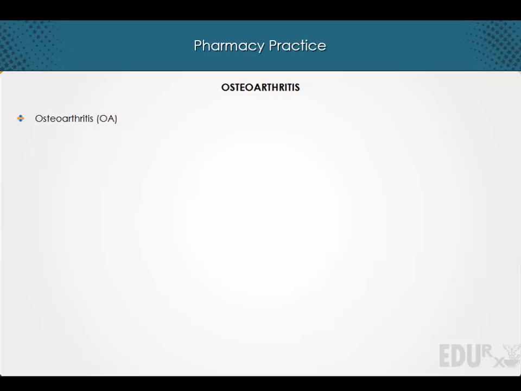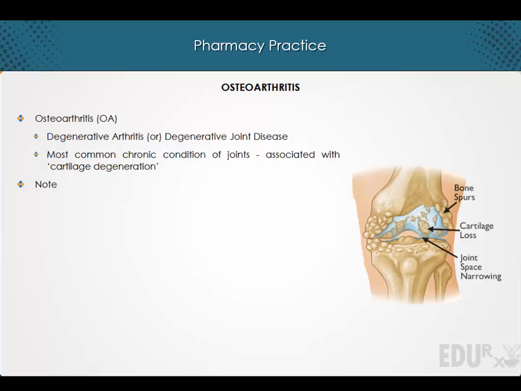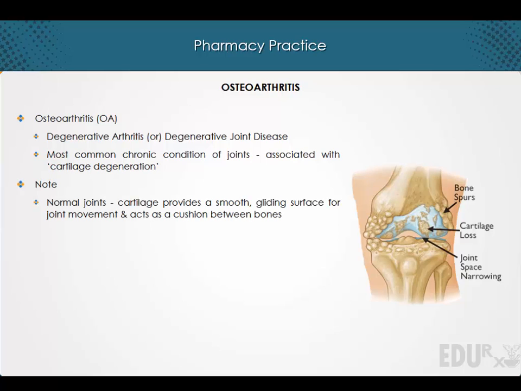Osteoarthritis is also known as degenerative arthritis or degenerative joint disease. It is the most common chronic condition of the joints associated with cartilage degeneration. In normal joints, the cartilage provides a smooth gliding surface for joint movement and acts as a cushion between the bones. In osteoarthritis, the cartilage breaks down, causing pain, swelling, and problems in moving the joint.